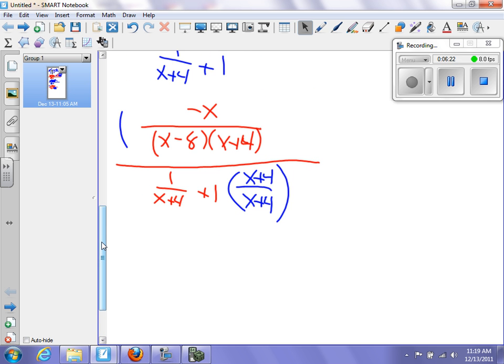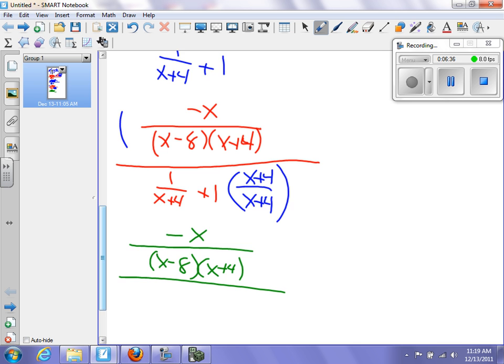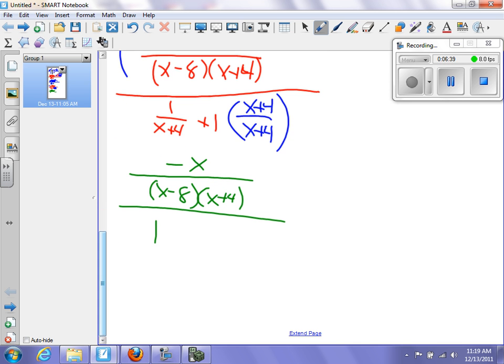Rewrite the whole thing from the top so I don't forget anything. I have negative x over x minus 8, x plus 4, my numerator. And that's now over 1 plus x plus 4 over x plus 4. So I took my 1 here and I multiplied it times my x plus 4 over x plus 4. So I have a common denominator and I have 1 plus x plus 4. We okay with that? Any questions how I got there? We're good? Okay. So let's simplify that a little bit more.